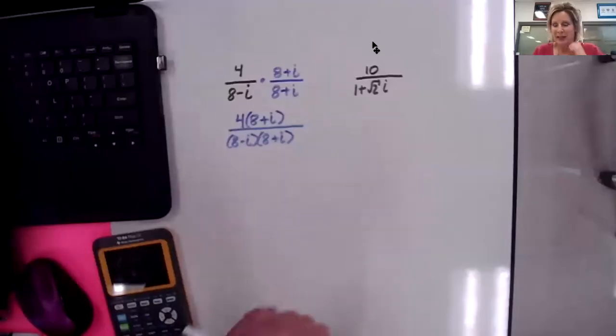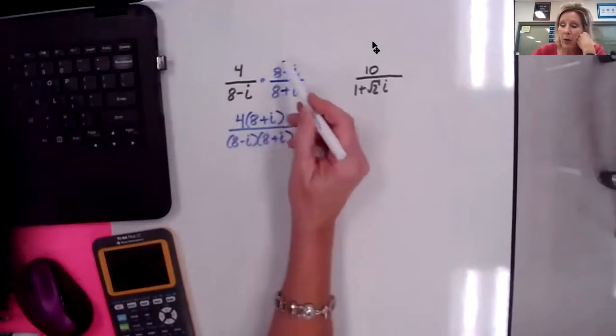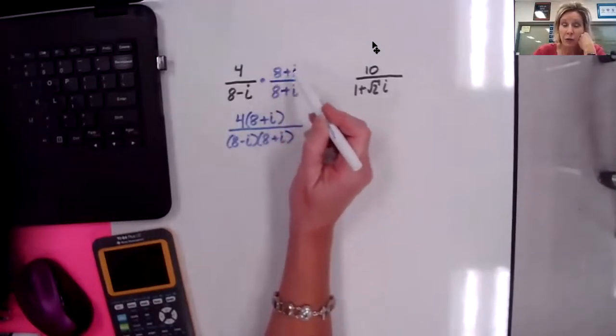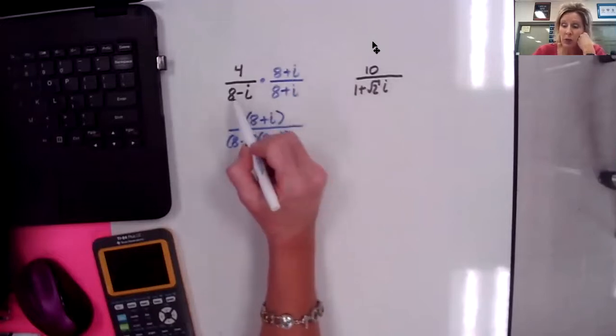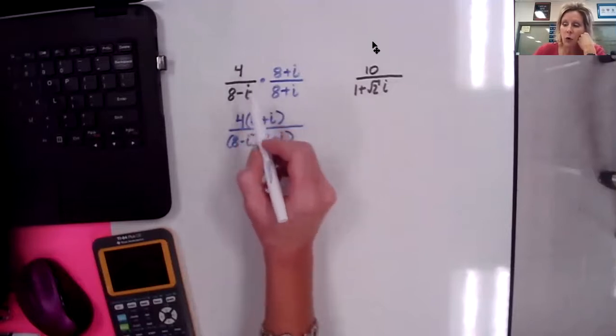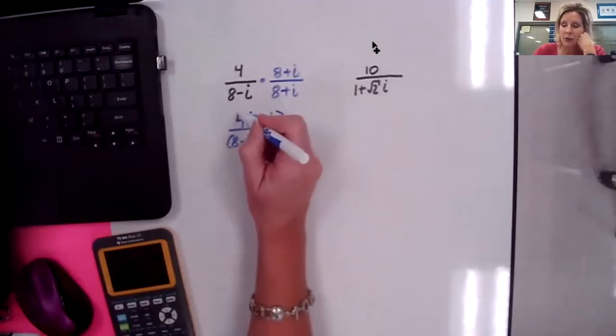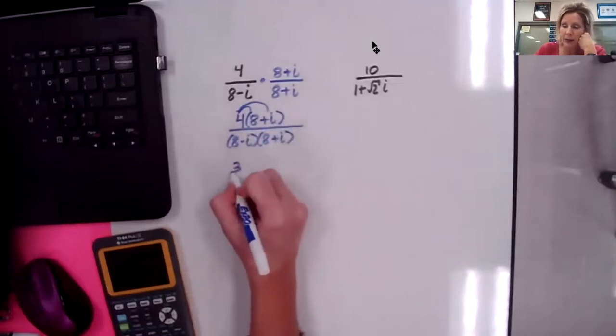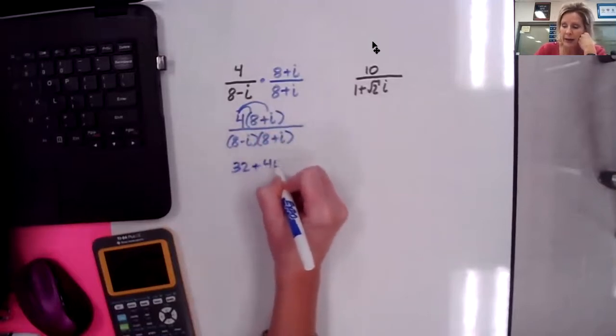Okay, I'm back. So you multiply by 1. You're only allowed to multiply fractions by 1 without changing the fraction's value. So I use the conjugate of 8 minus i, and that's 8 plus i. On the top, it's 4 times all of 8 plus i. So this creates a problem where you distribute, and I get 32 plus 4i.